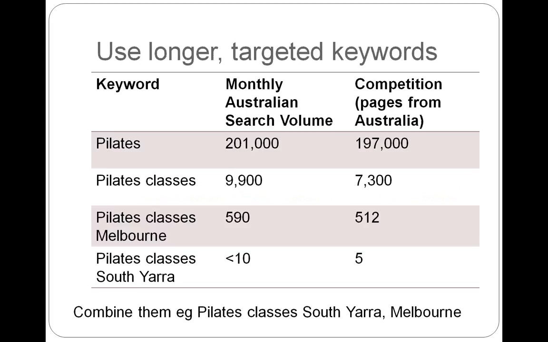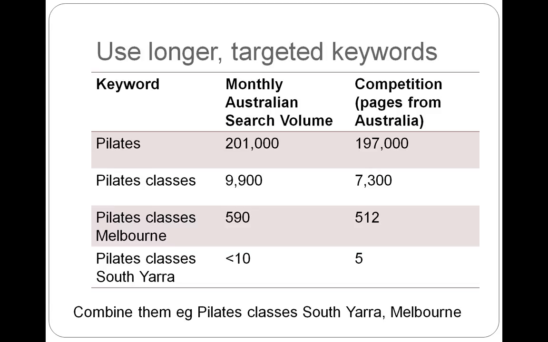Keywords are the words that people enter into a search engine when they're searching for something. By adding those same words to your website, you increase the chance of your website showing up in the search results. A keyword can actually be a keyword phrase, so it can include more than one word. Let's have a look at an example here of a website of someone that provides Pilates classes in the suburb of Melbourne called South Yarra.